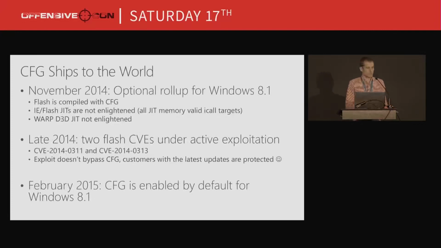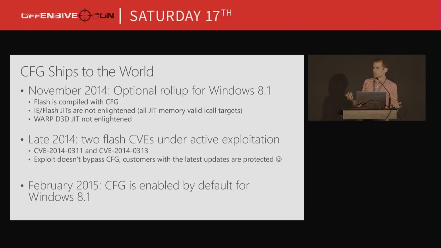So let's go and take a walk down memory lane now. Back in November of 2014 is when Control Flow Guard, which is the first pillar of our strategy, finally ended up shipping to the world. It took quite a while to get it out. It was delayed several Windows releases, I believe, because people were scared about performance.